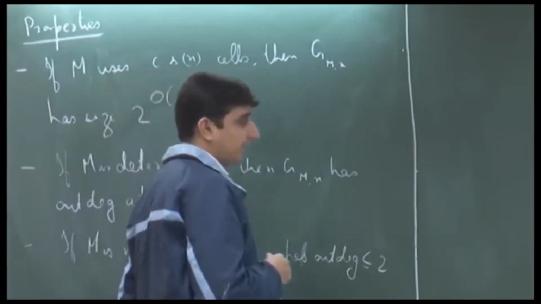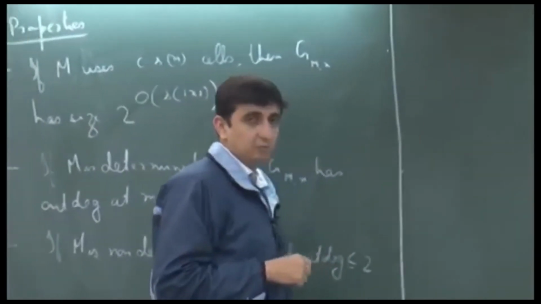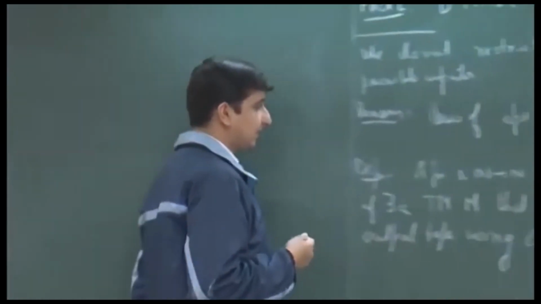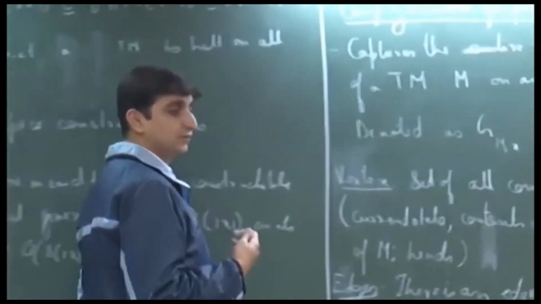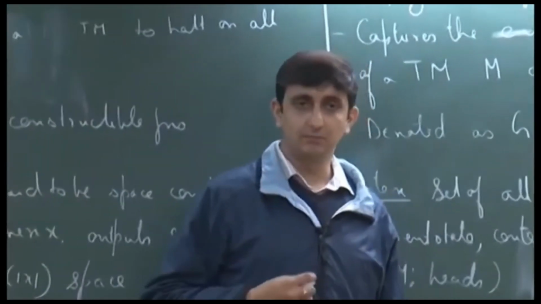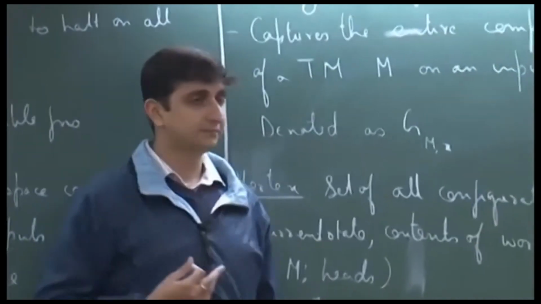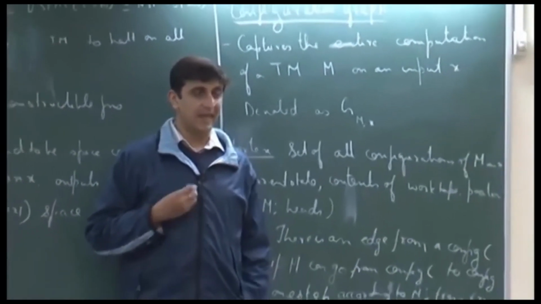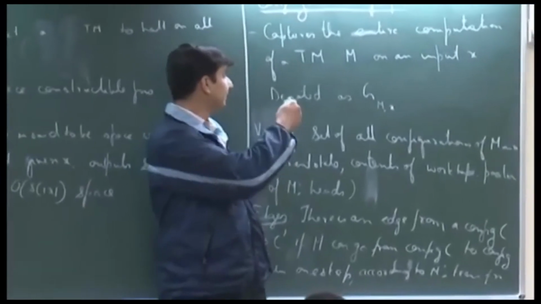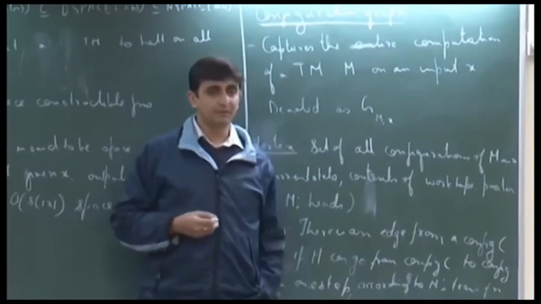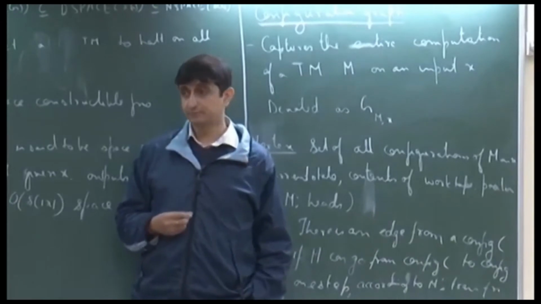Okay. Now, before I come to that, as I said earlier, this idea of the configuration graph is very useful in studying complexity theory. So, why is that? How does this graph help us in, let us say, determining whether a given input x belongs to the language of a machine or not?